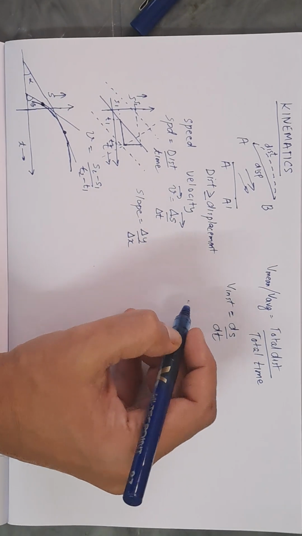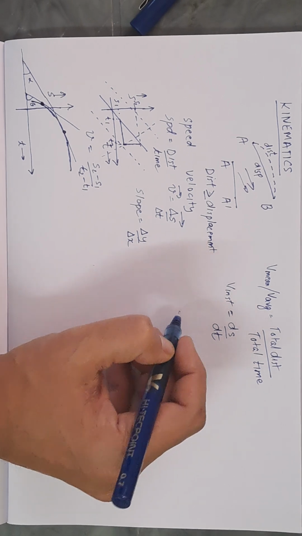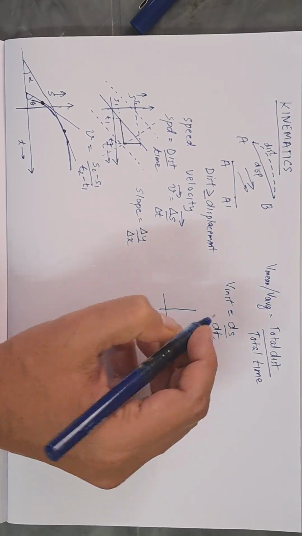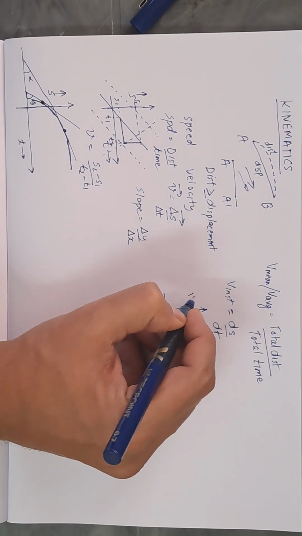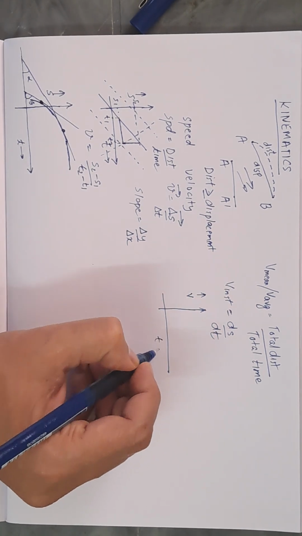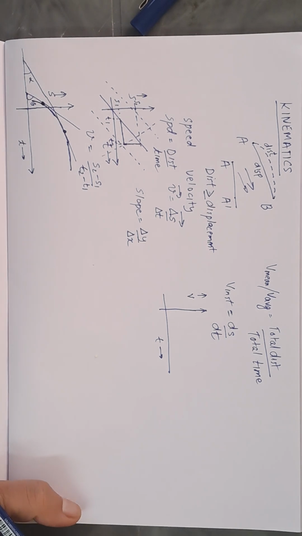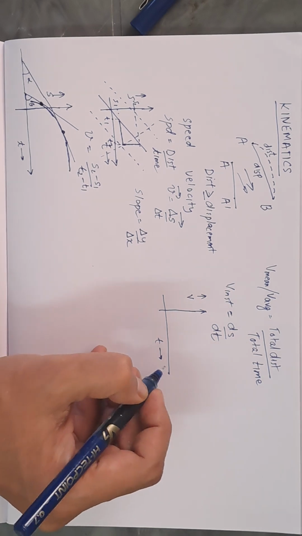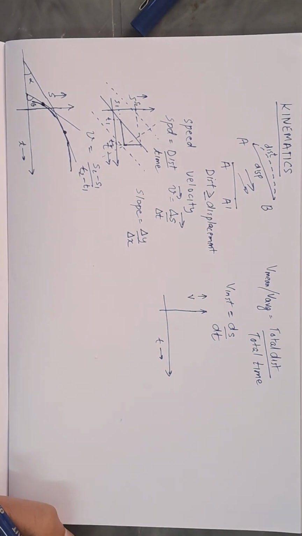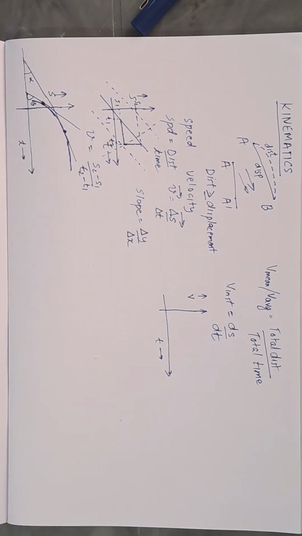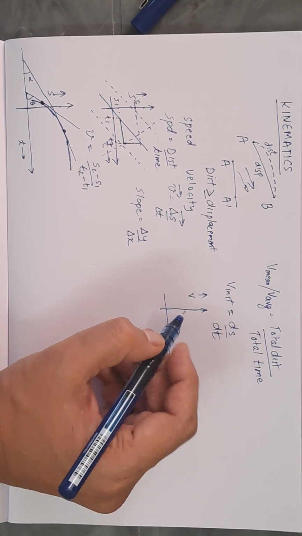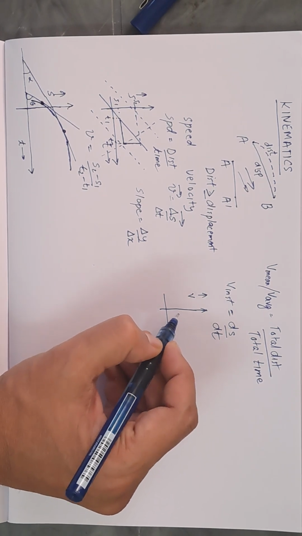Now let us come to a VT graph. A VT graph basically is a graph where the velocity is represented along the y-axis and the time is represented along the x-axis. Suppose the VT graph of a particle is something like this.